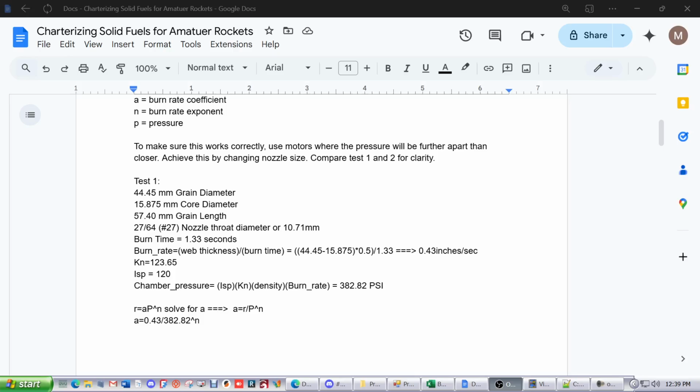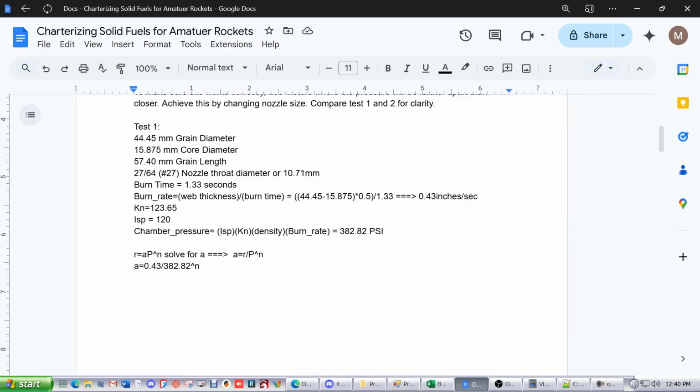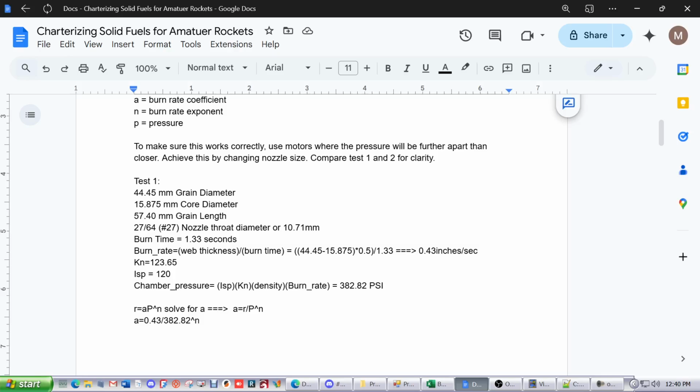So my burn time was 1.33 seconds for the first test. My burn rate is this equation, okay, web thickness divided by burn time. Now you're thinking, wait a minute, you just said this was burn rate. That's true. This is the theoretical model right here. This is a very accurate model too. This is burn rate, the empirical burn rate based off of empirical testing.